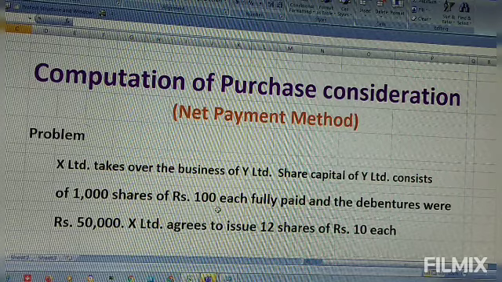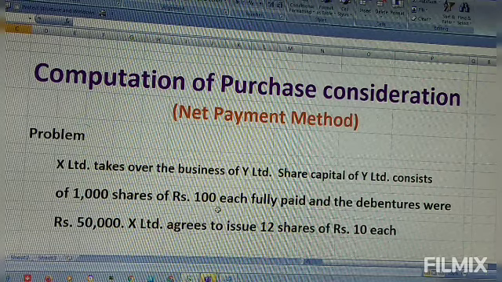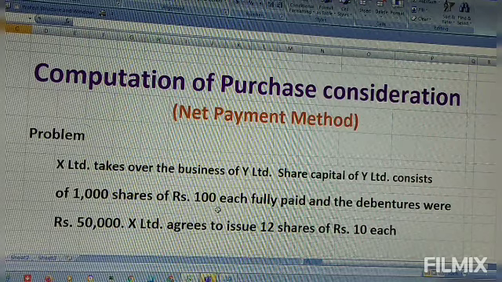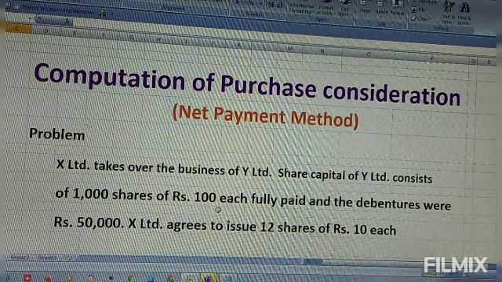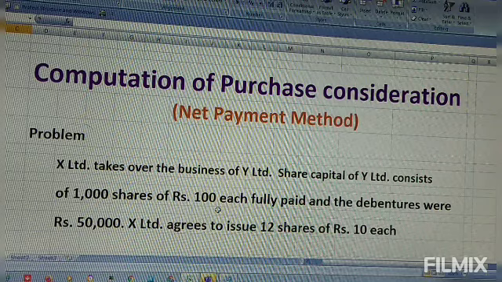So far, we have seen the notes on mergers and acquisition. Now, we'll see how to solve the problem. Before we jump into problems on mergers and acquisition, let us first understand what is purchase consideration and how to calculate the purchase consideration.